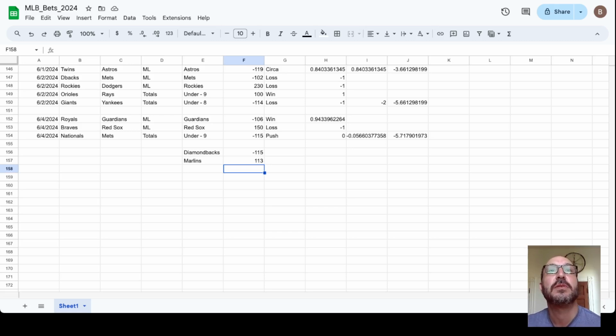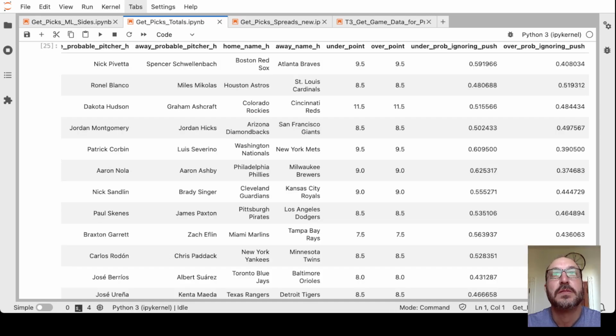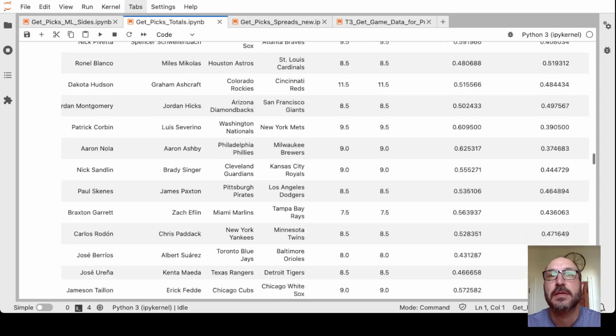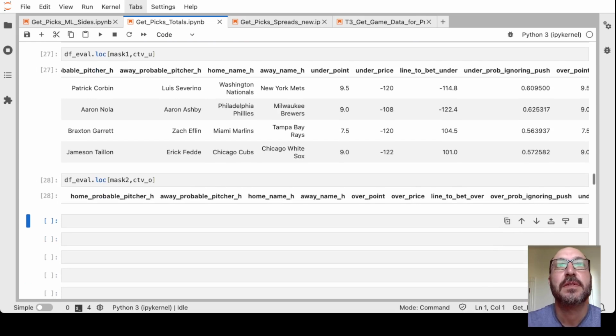Let's move on to totals. Here's, again, the list of games today, the totals and the under and over probabilities. It's telling us to take a look at four games, all unders. First is the Nationals and Mets. It likes under 9.5. Price is minus 120. It's saying to bet minus 114, call it 115.